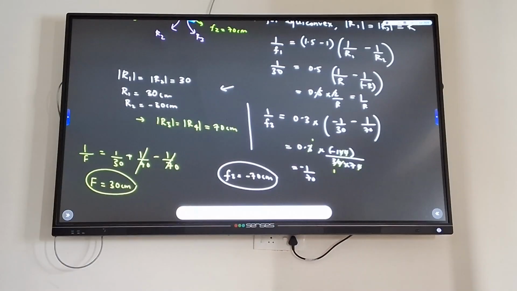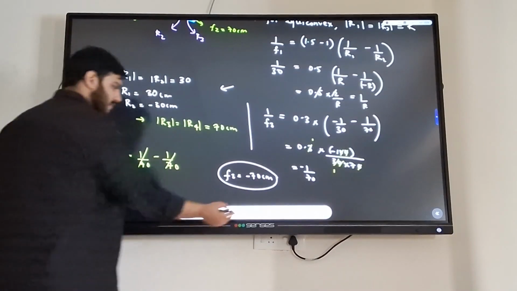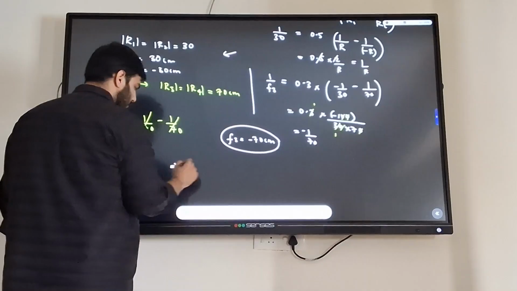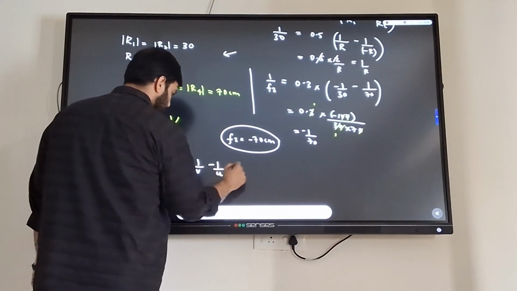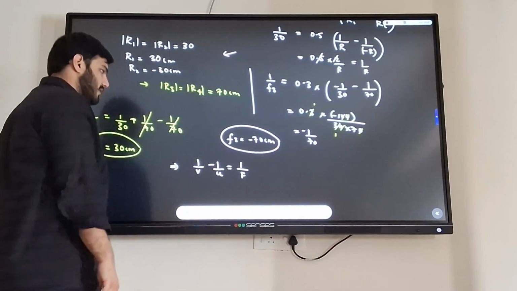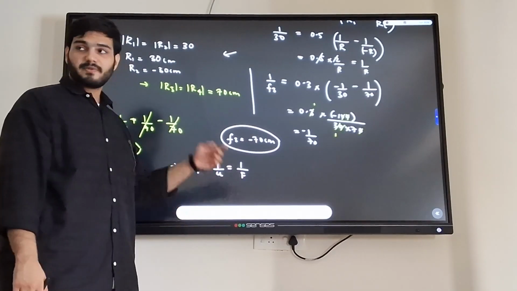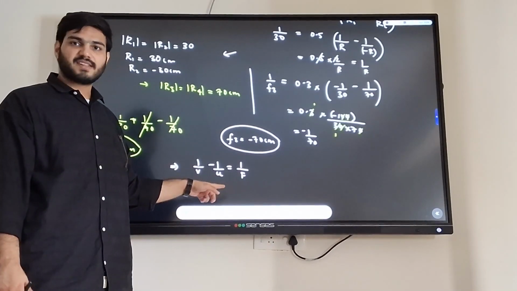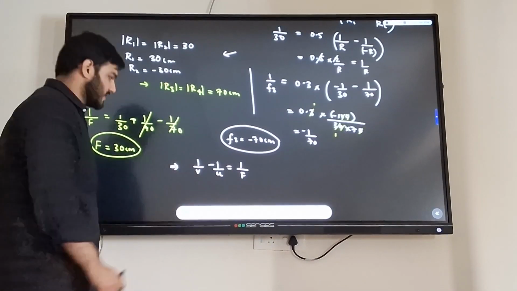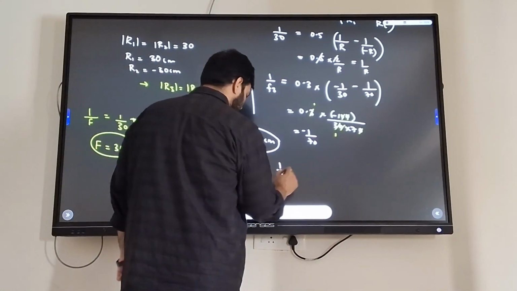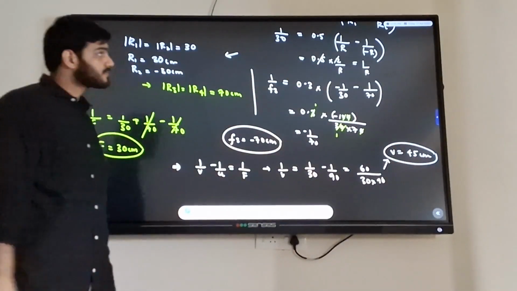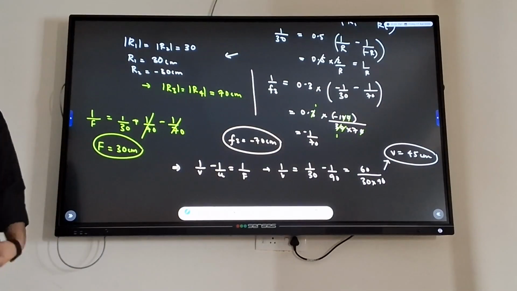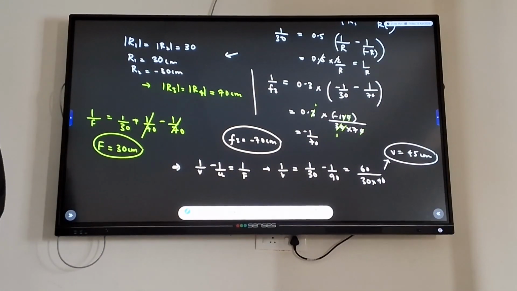Can I find my image distance? It's very simple. 1 by B minus 1 by U equal to 1 by capital F, right? Now can you do the calculation and tell me what will be B? You know now what is U? U equal to minus 90. What's this? 1 by B, 1 by. What do you think? Is it okay with you?